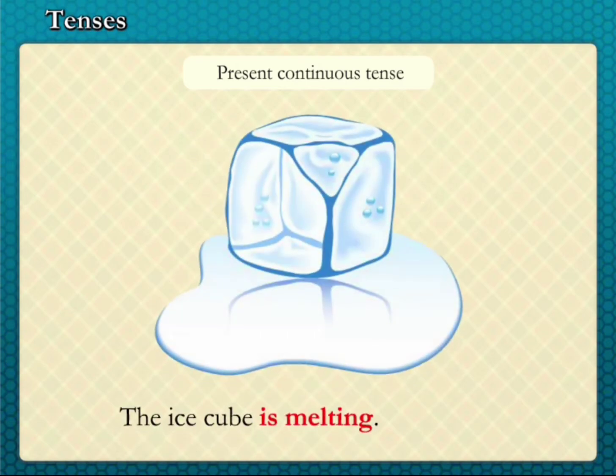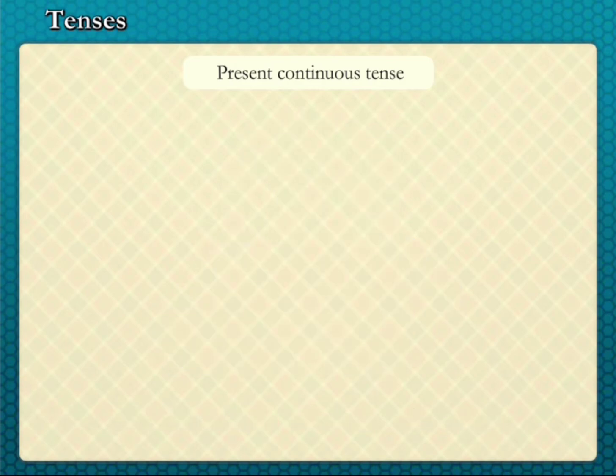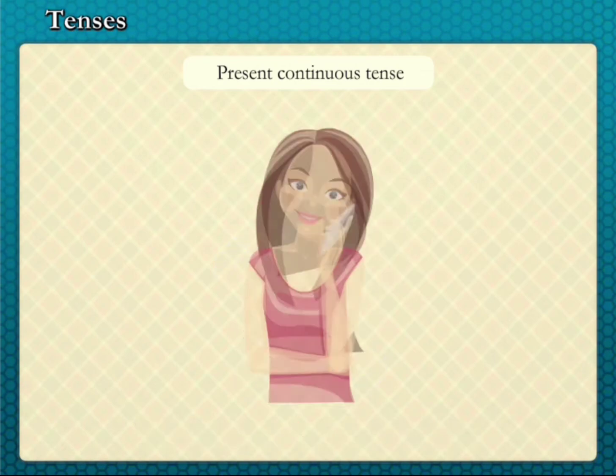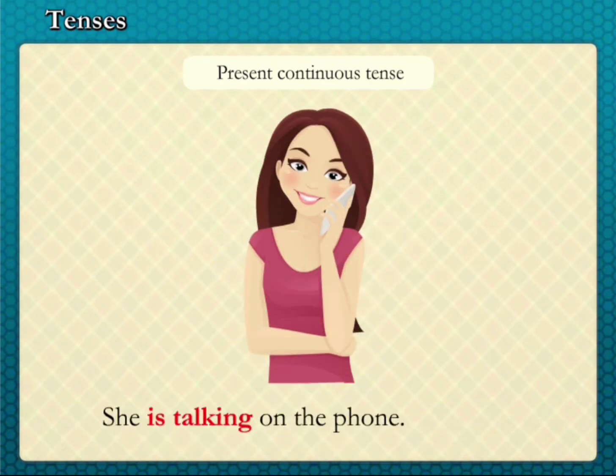The ice cube is melting. The ice cube is melting now. The action takes place at this moment. The phone is ringing. The phone is ringing now. The action takes place at this moment. She is talking on the phone. She is talking on the phone now. The action takes place at this moment.